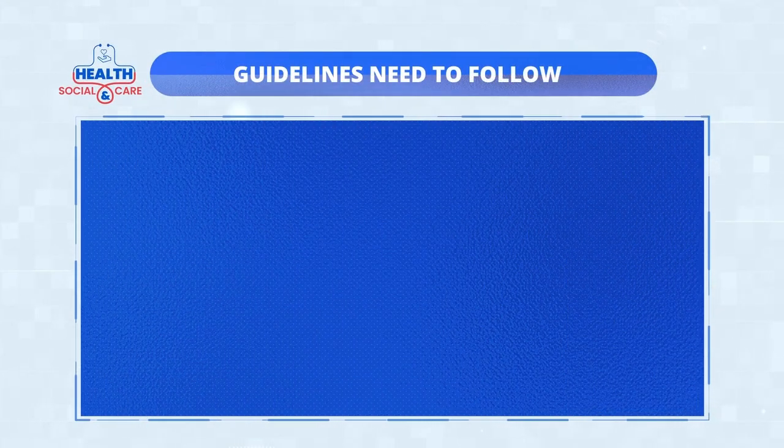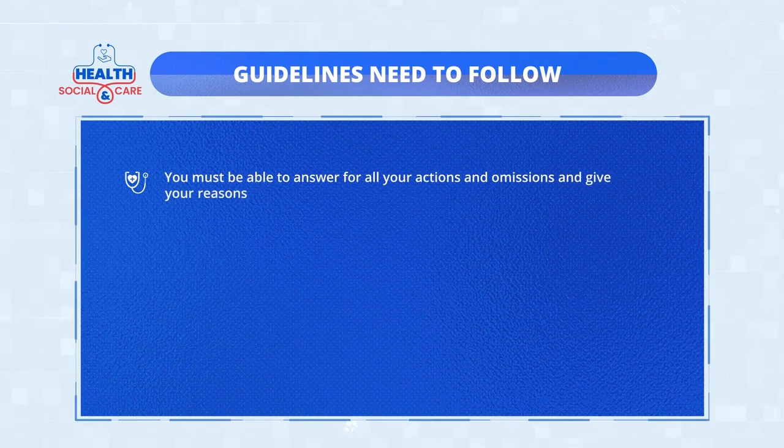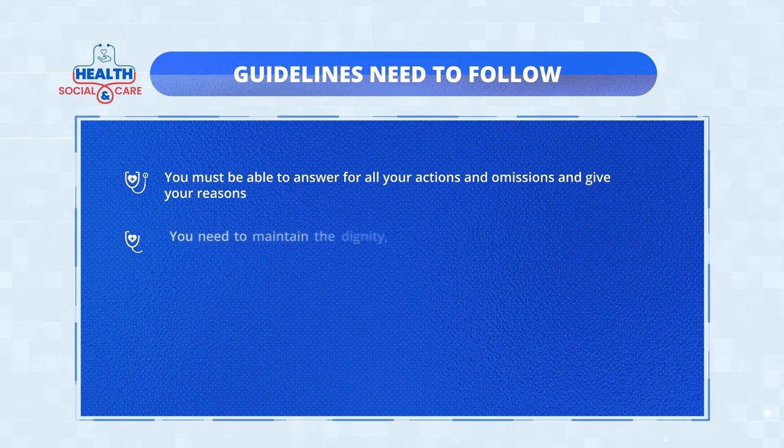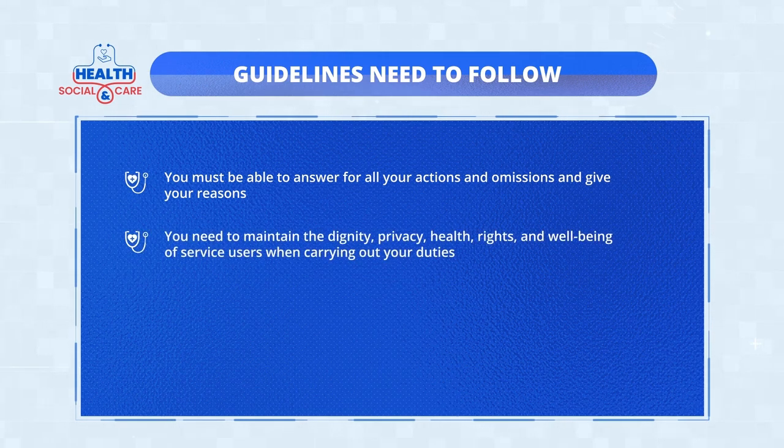We hope we didn't scare you off. No need to stress about slipping below the conduct standard. After all, that's what we are here for. According to the codes of conduct, you need to follow some guidelines strictly. For example, you must be able to answer for all your actions and omissions and give your reasons. You need to maintain the dignity, privacy, health, rights and well-being of service users when carrying out your duties.